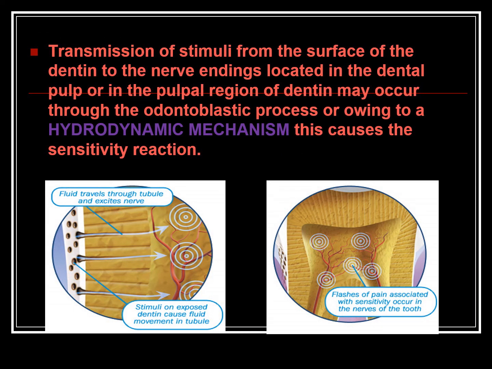There is transmission of stimuli from the surface of dentine to the nerve endings located in the dental pulp, and this pulpal region of dentine may occur through the odontoblastic process or owing to the hydrodynamic mechanism, which causes the sensitivity of the teeth. Whenever the stimulus is applied on the dentine, there is a certain movement in the fluid, which is called the hydrodynamic mechanism, which causes the sensitivity as the stimuli migrate and the fluid travels through the tubule and excites the nerve.